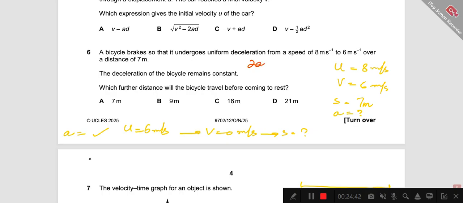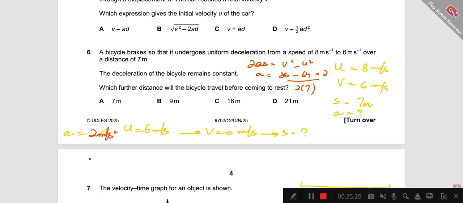Let's use 2as equals v square minus u square and find the final answer. 6 square is 36, 8 square is 64, over 2 times the distance, which is 7. So we have 36 minus 64 over 14. This gives us minus 2, that is, the acceleration is minus 2 meters per second square. Now we are going to use that 2 meters per second square here and we'll find the final answer.